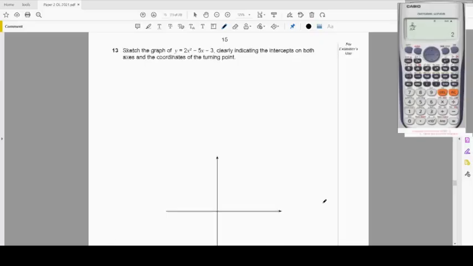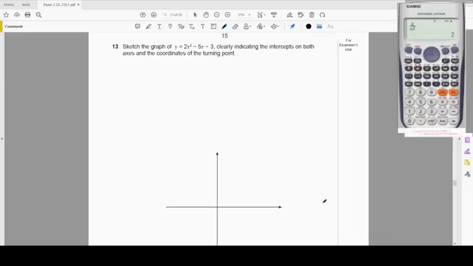Number 13, we have to sketch the graph y is equal to 2x squared minus 5x minus 3, clearly indicating the intercepts on both axes and the coordinates of the turning point. Now, whenever you're given a parabola to sketch, a parabola will either look like that, that means it opens upwards, or it will look like that, that means it opens downwards. Now you may be wondering, how can I tell whether it opens up or down? And that is very easy to do. You just look at the number in front of the x squared. If it is positive, then it looks like this. If it is negative, then it looks like this.